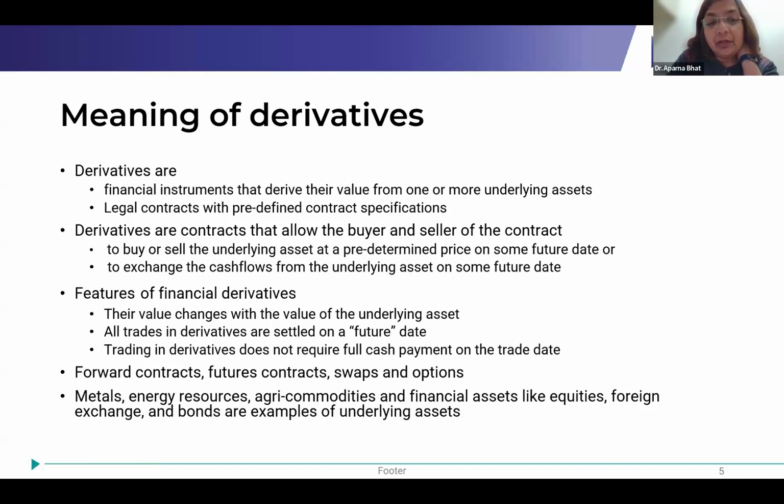And when we say a derivative is a contract written on some underlying asset, what kind of assets are we talking about? These underlying assets could be anything. They could be metals, such as copper, aluminum, zinc or nickel. They could be energy resources, for example crude oil and natural gas. They could be agri commodities, such as cotton, wheat, sugar and coffee, or they could be financial assets like stocks, currencies and bonds. So that's about the derivatives.